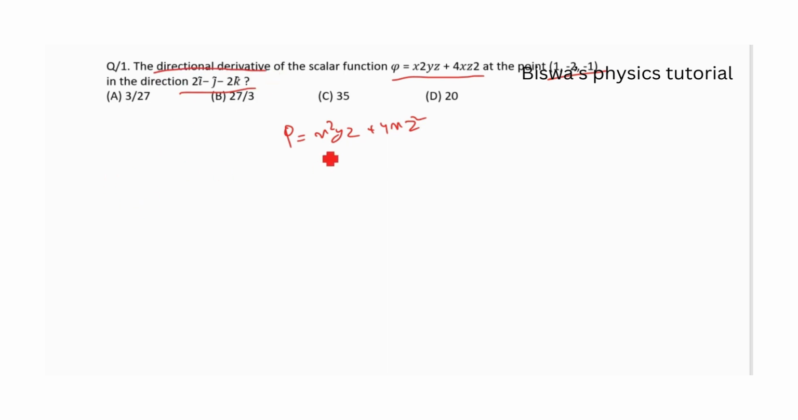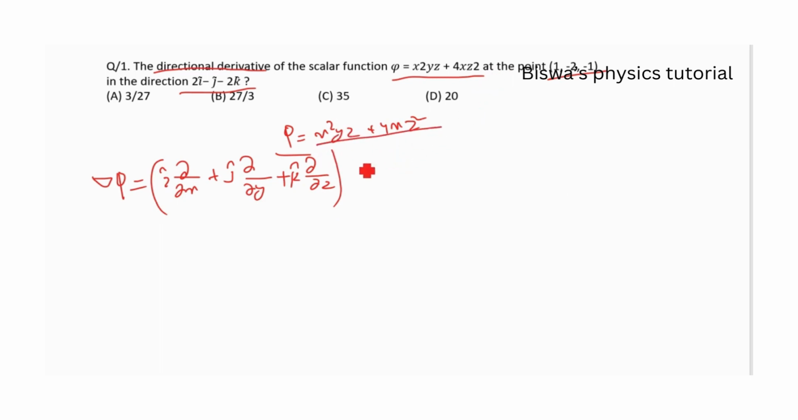For the directional derivative, we first have to find grad phi to make it a vector form. For grad phi, it's i cap del by del x plus j cap del by del y plus k cap del by del z, whole into phi. Phi is given here, so x square yz plus 4xz square.